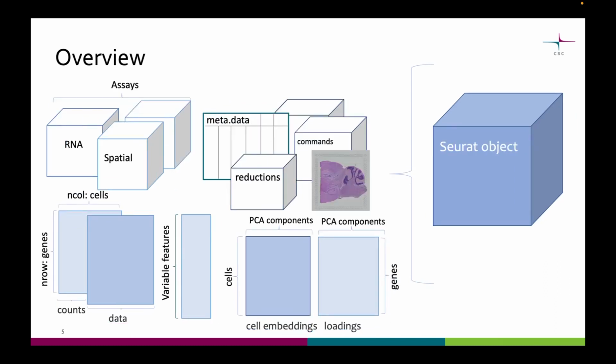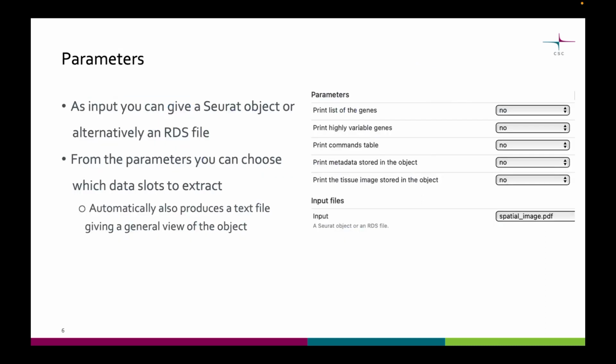Spatial transcriptomic data is stored in the object in a similar manner, but with some exceptions. The assay slots have the same structure, but instead of the raw counts being stored in the RNA assay, they are stored in the spatial assay. In spatial transcriptomics, it's also essential to know the spatial location in the tissue, and this is why the tissue image is also stored in the object in the image slot. Next, we will discuss how to run the tool in Chipster.